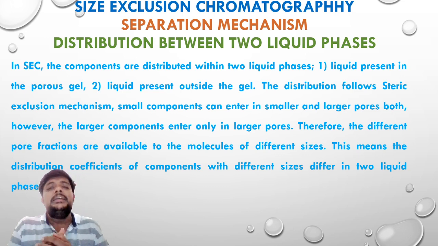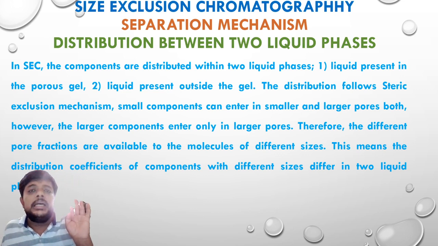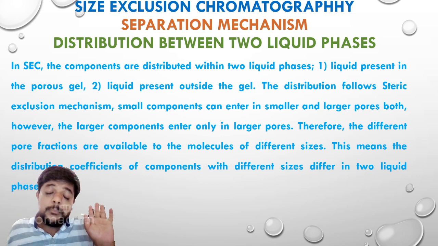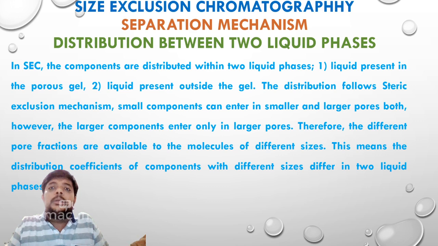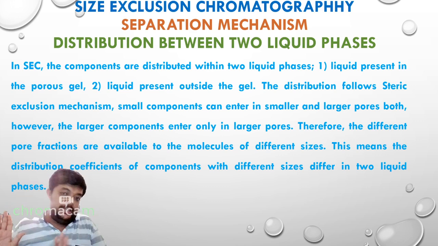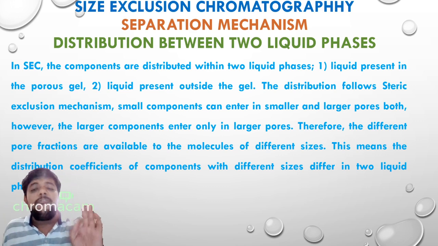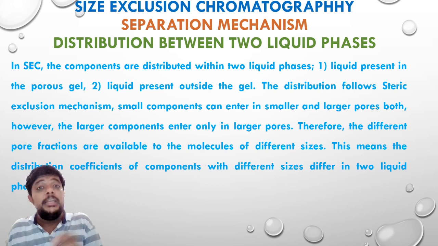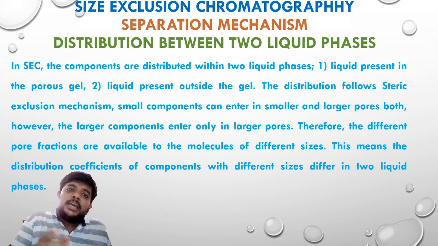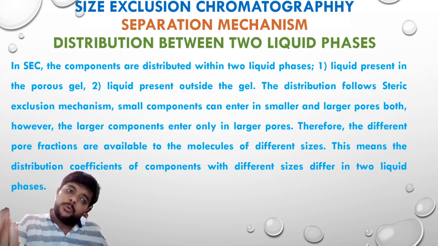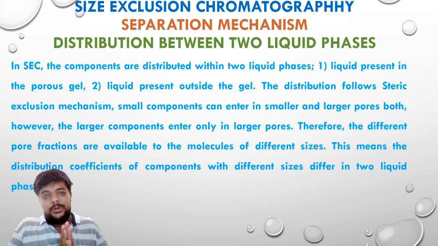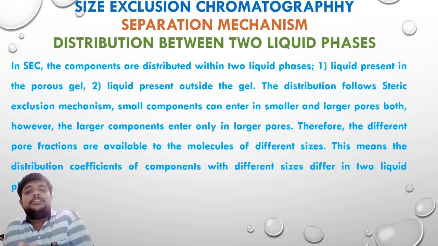Now, the liquid present inside is generally considered as a stationary phase. The liquid present outside is generally considered as a mobile phase. So it's some liquid-liquid interaction type of partition. The distribution follows a steric exclusion mechanism. What does it mean? It means small components can enter into small and large pores both. However, large components can enter into only large pores. Therefore, different pore fractions are available to molecules of different size.